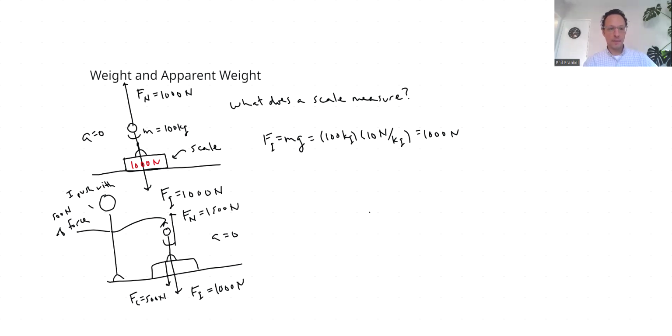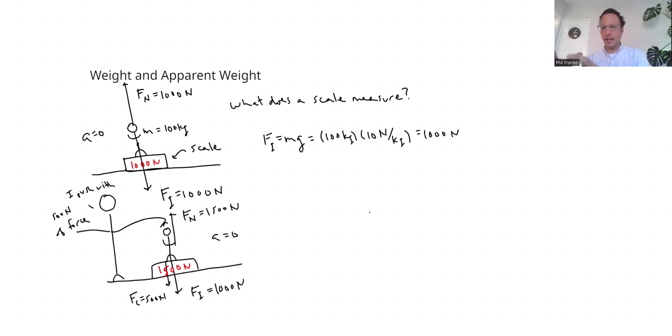What does the scale read? The scale reads 1,500 newtons. Not 1,000, but 1,500. Now, you might think this is kind of an artificial situation. I mean, who's going to push down someone's head standing on a scale? But conceptually, it is important, and it will be important momentarily to appreciate that it's not the object's weight that is displayed on a scale, but merely the normal force that the scale itself has to exert upward to support whatever object is sitting atop it.